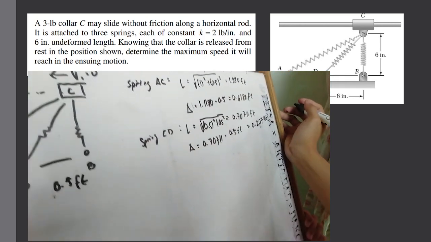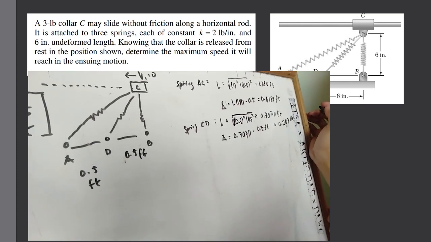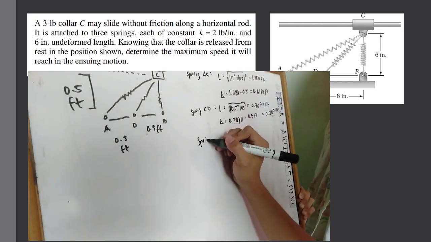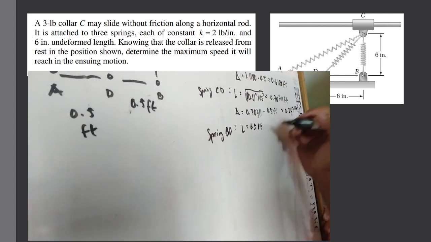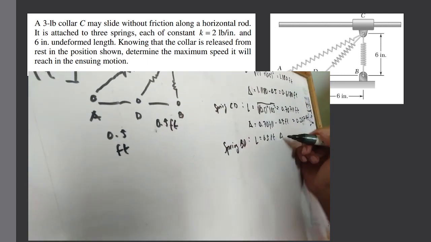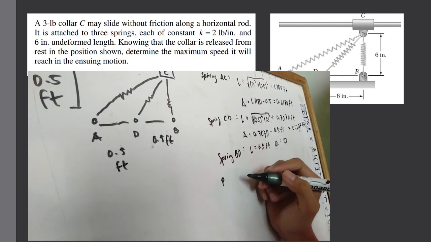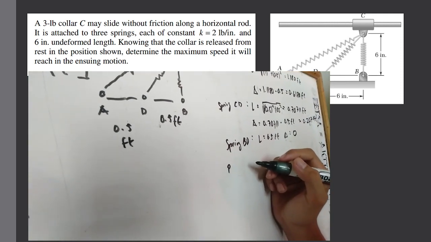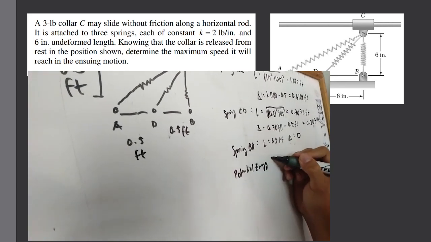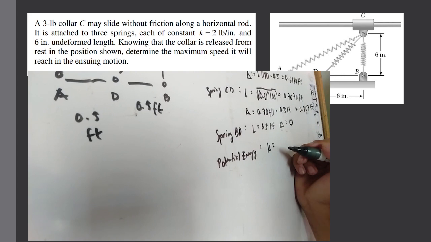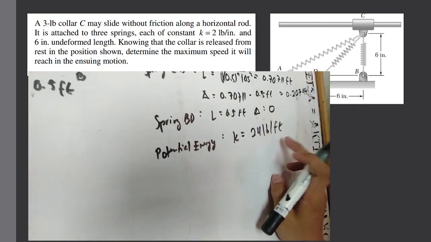Now, for the length, for the spring BD, we have a length of 0.5 feet. And BD man, change niya is simply 0.5 minus 0.5 is 0. Potential energy niya is, yung sabi doon sa problem, we have 2 pounds per inches, which is just equal to 24 pound per feet. Kaya natin siya gawing feet because by feet yung natin.